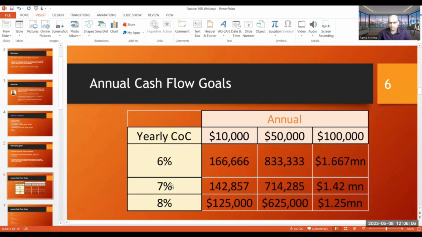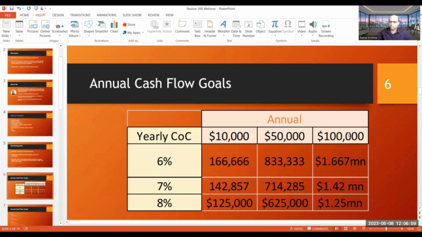And if cash on cash is 7%, and you invest 142.857K, you will get 10K. Similarly, if cash on cash is 8% and you invest 125K, then you will achieve 10K. Another scenario: if you want to achieve 50K annual returns with 6% cash on cash, you need to invest 833.33K. At 7% cash on cash, if you invest 714K, you'll achieve 50K. And with 8% and 625K, you will achieve 50K.